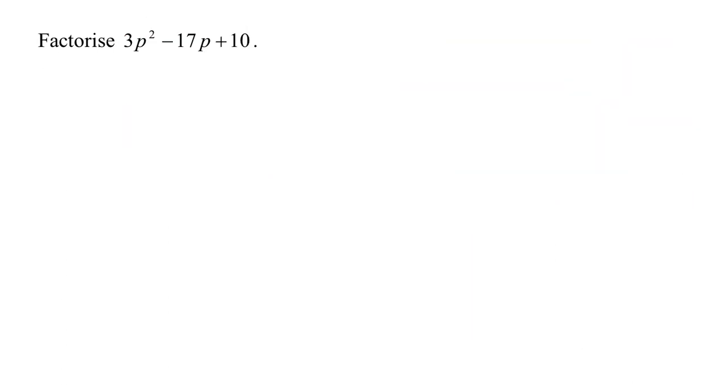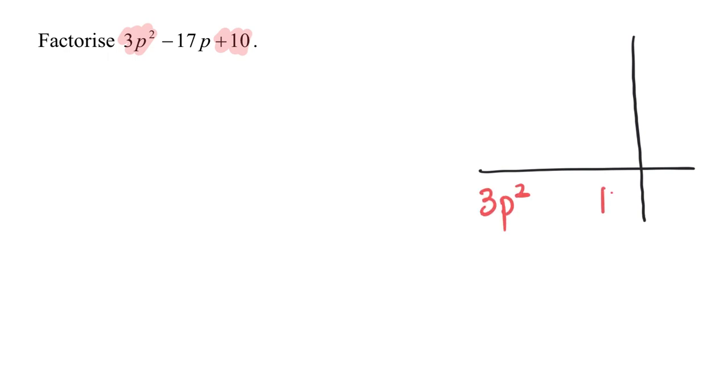Hello everyone, welcome to this video where we will try to factorize 3p squared minus 17p plus 10, and I'm going to use the cross chart. And do take note where we position this cross chart, okay? We would have 3p squared here, positive 10 here, and this is a negative 17p.